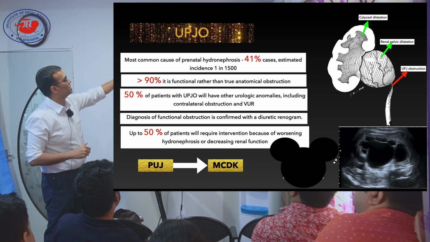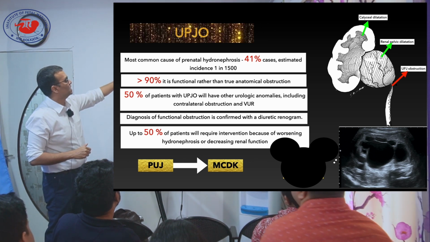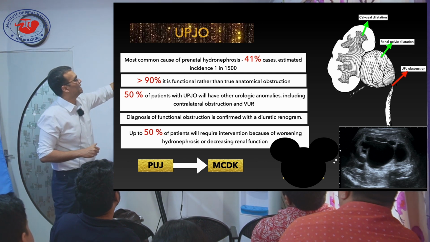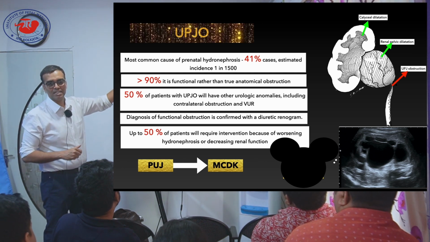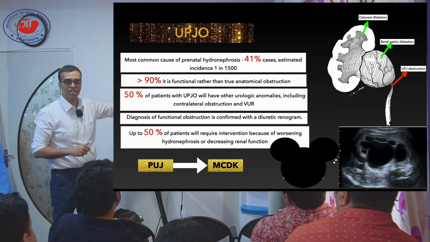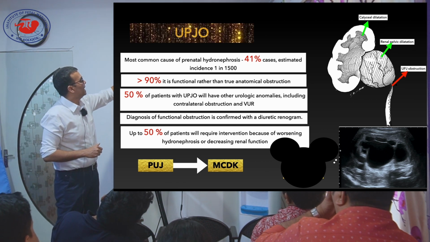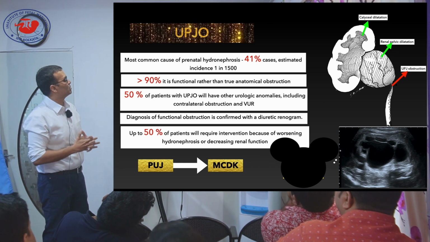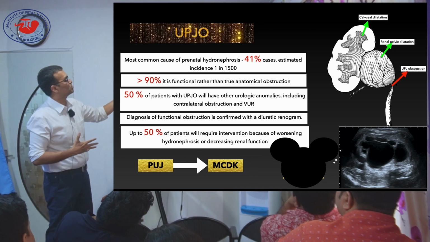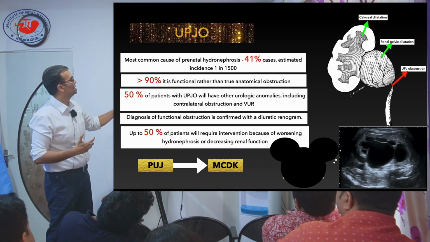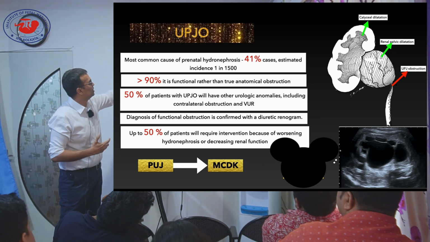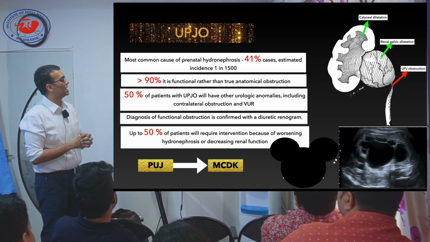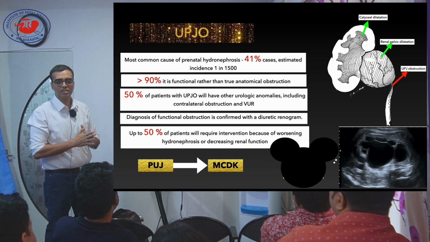Now we will deal one by one with a few of the common ones. One is the ureteropelvic junction obstruction. In this ureteropelvic junction obstruction, the important thing is that more than 90% are functional. They are not truly anatomical, they are functional actually. And 50% of the patients will have other urological abnormalities like contralateral obstruction or vesicoureteric reflux, and up to 50% of these patients will require intervention because of worsening hydronephrosis or decreasing renal function.